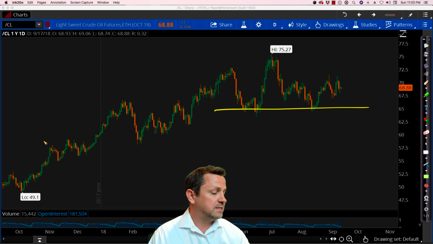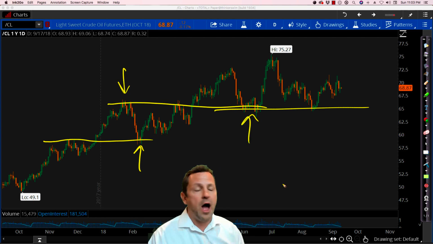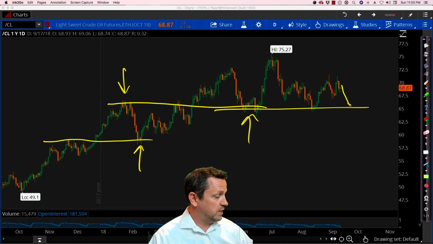At old price ceilings, they tend to become new price floors. You'll see that time and time again, where old ceilings become new floors. And we watch for that price action to retest when it comes down and make sure that it's going up before we buy.